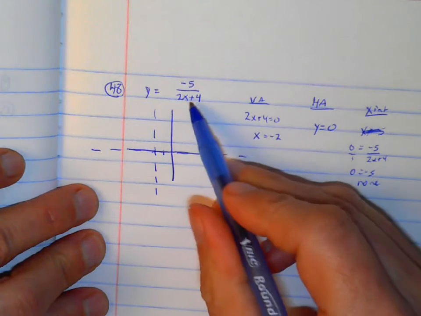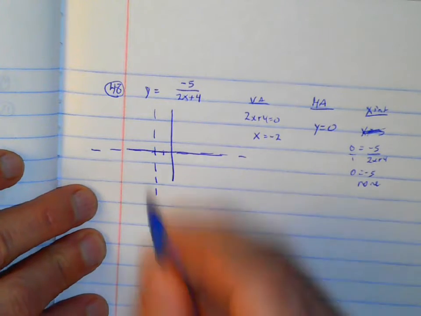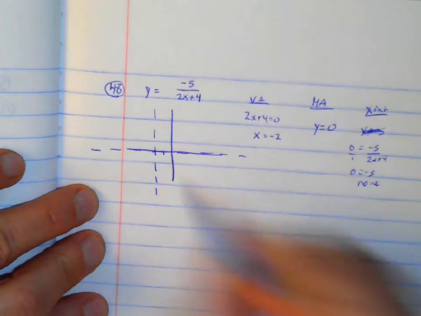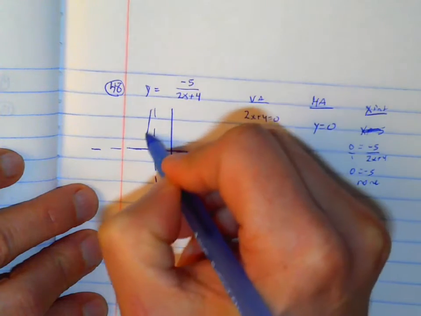Y-intercept happens when the x is 0, put a 0 in here, and y is equal to -5/4. So down here somewhere, okay? So our graph will look like this.